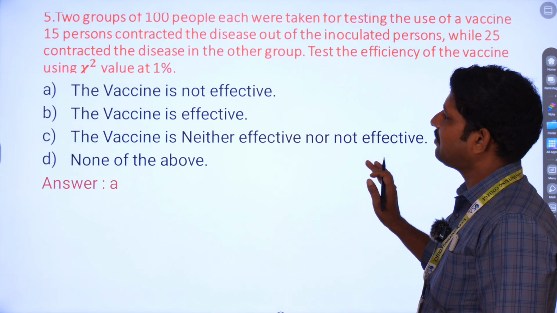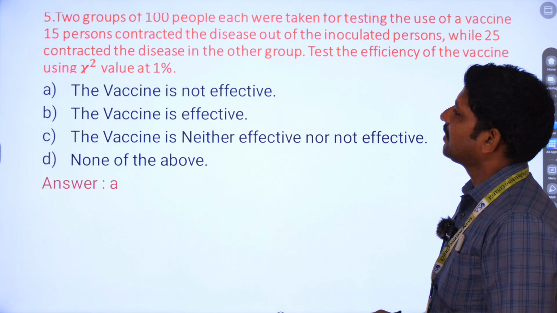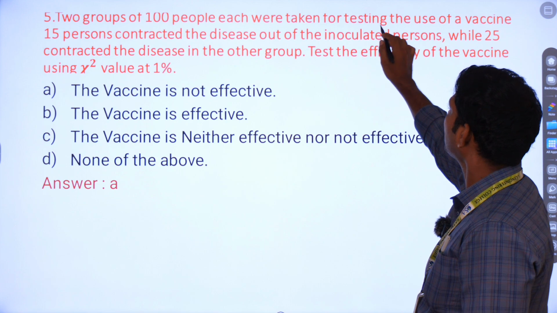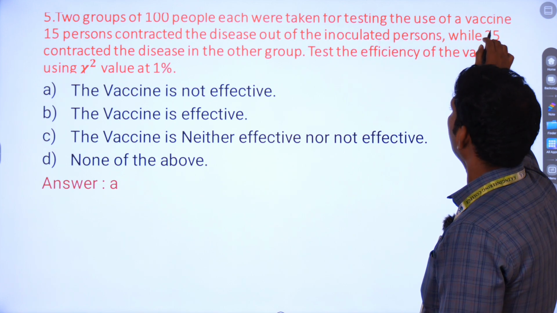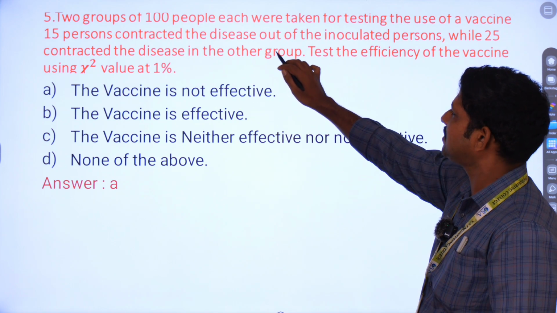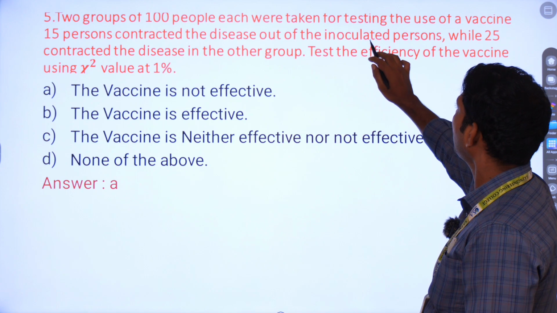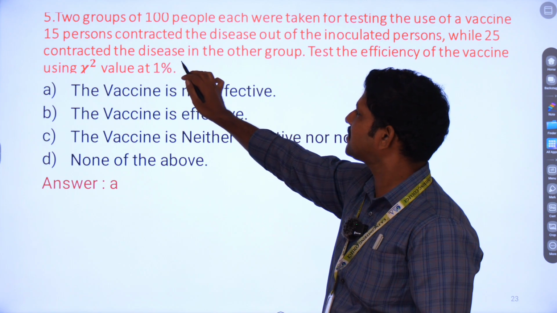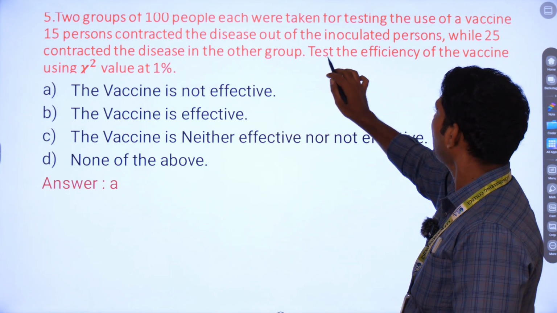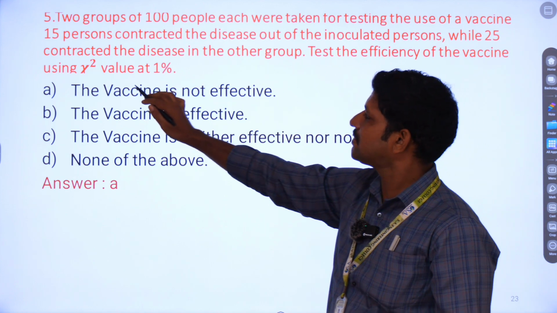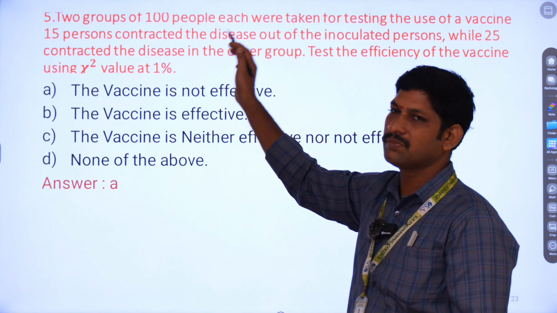The same manner will also be discussed. Okay, two groups of 100 people each were taken for testing the use of a vaccine. 15 persons contracted the disease out of the inoculated persons, while 25 contracted the disease in the other group. Test the efficiency of the vaccine using the chi-square value at the 1% level.